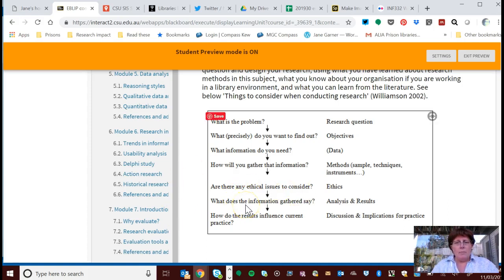And then we go out and we get our data. So I sit down with, say, the librarian at a juvenile justice facility, and we talk about all the things I need to know that will help me answer my question.